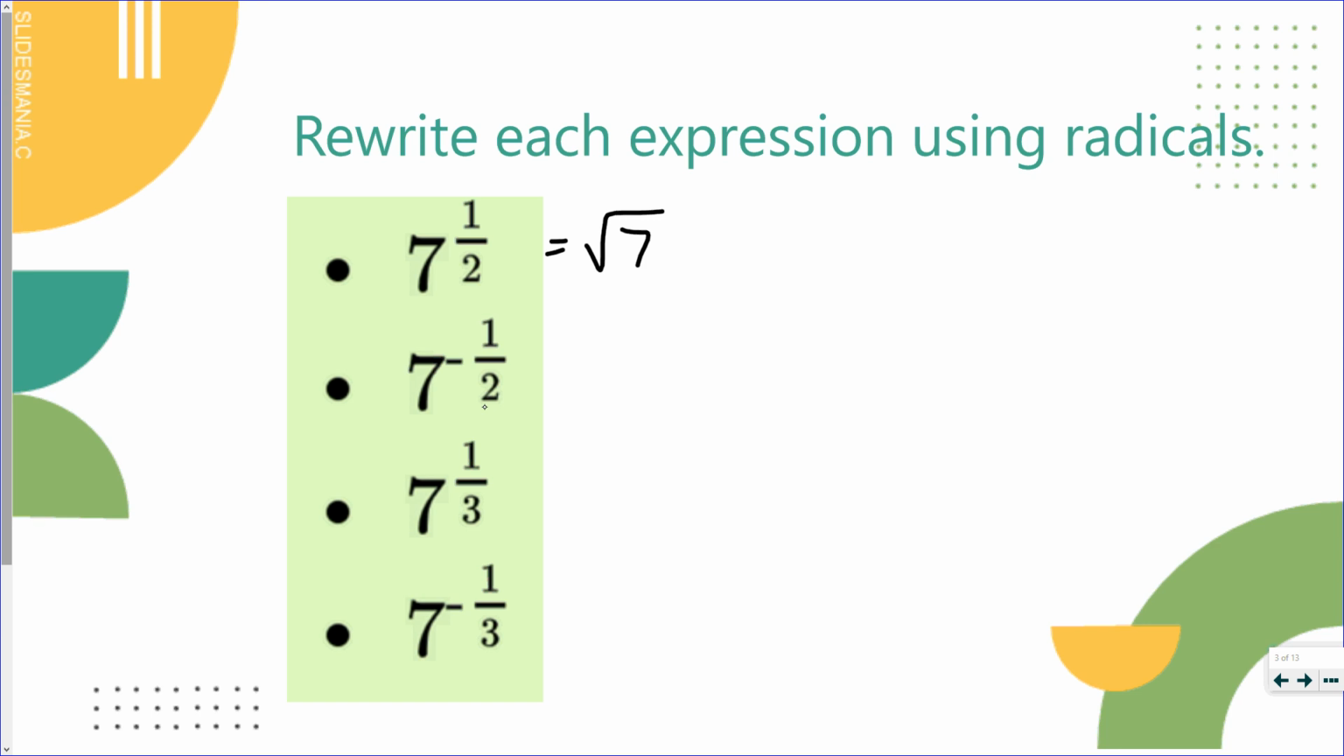Okay, so let's fill out the rest of this. Now, what about 7 to the negative 1/2? Remember, negative exponents are not negative answers. They represent reciprocals or repeated division. So instead of having root 7, it's 1 over root 7. That becomes important in this lesson as well. 7 to the 1/3 power, well, okay, so that's going to be the cube root of 7 from what we did before. And so the negative 1/3 power is 1 over the cube root of 7, just like that.